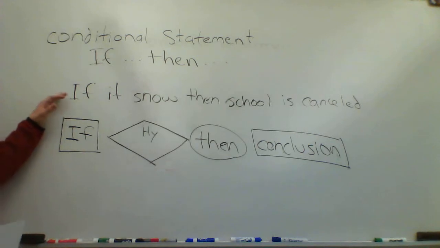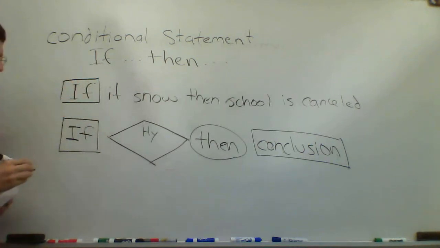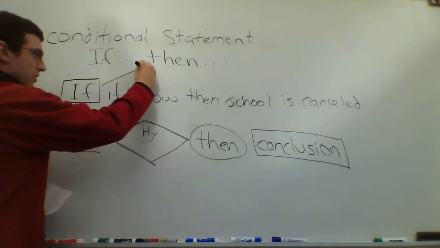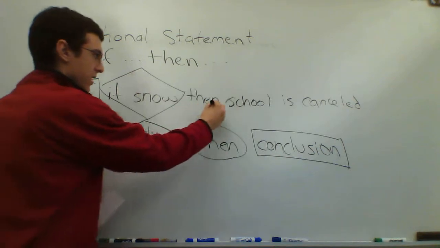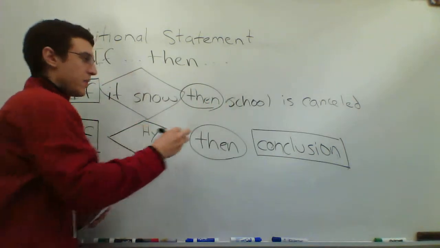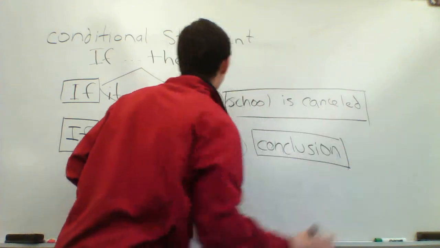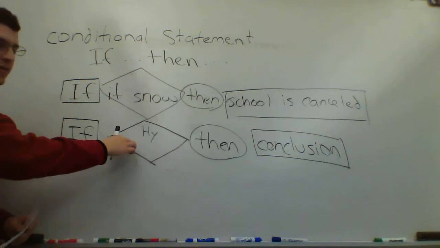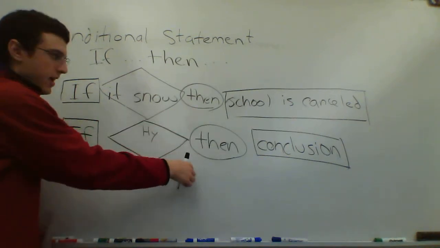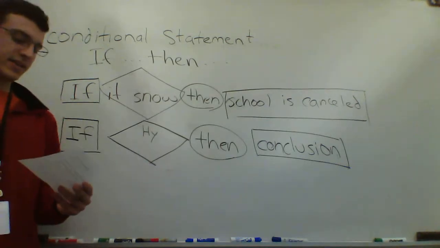So, if we look at our statement up here, we have our if, right? Our hypothesis is it snows. We have our then, and then we have our conclusion, right? If it snows, our hypothesis, then school is canceled, our conclusion. It's that simple. If-then statements.